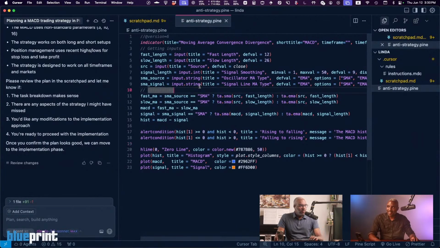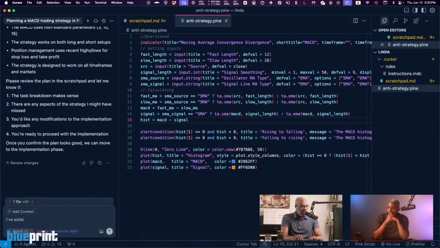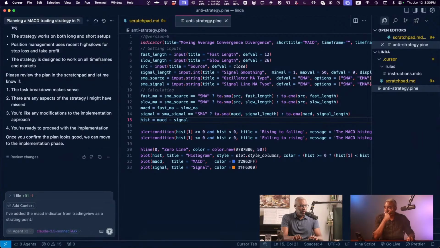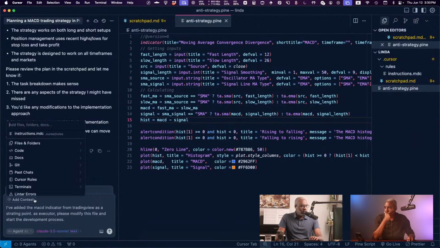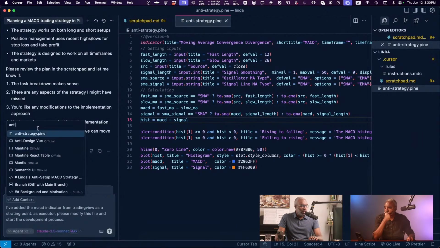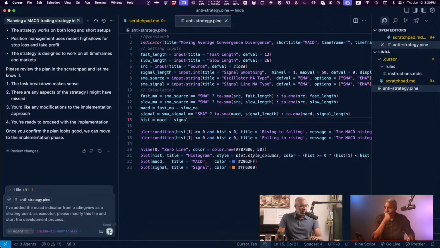So I'm pasting in the MACD indicator. So I'm going to tell it here: I've added the MACD indicator from TradingView as a starting point. As Executor, please modify this file and start the development process. I'm going to give it this indicator. So I'm going to say anti-strategy, and let's move forward.